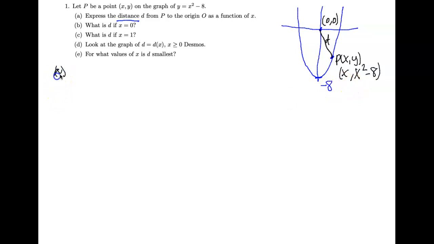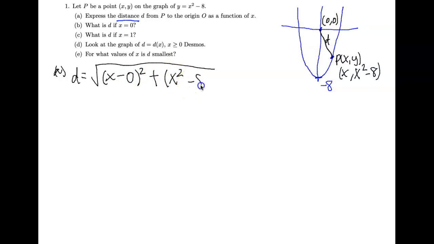So for part A, I'm going to have d equals the square root, right? And so the distance formula is the square root of (x2 minus x1) squared plus (y2 minus y1) squared. So that's going to be boiling down to (x minus 0) squared plus (x squared minus 8 minus 0) squared. And then let's just go ahead and clean this up.